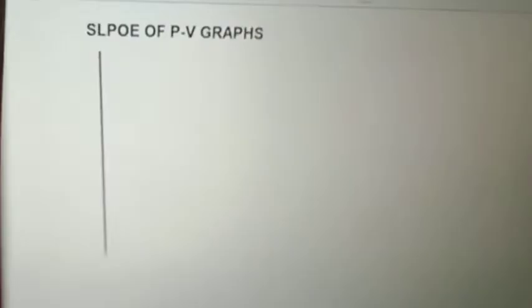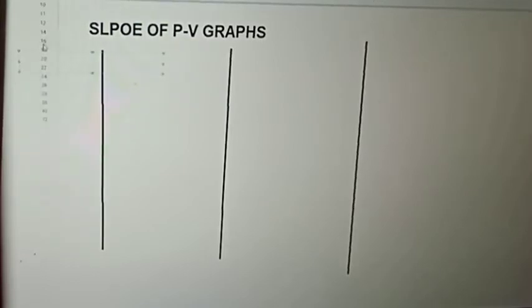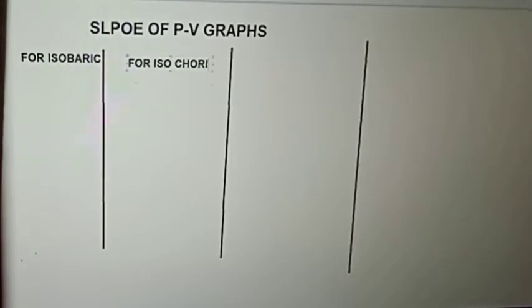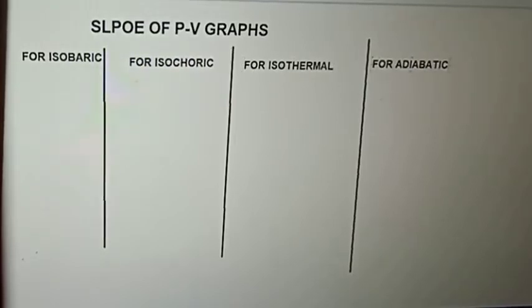Slope of PV graph. PV graphs are a very handy tool to represent any thermodynamical process. We have majorly these four processes: isobaric, isochoric, isothermal, and adiabatic. There are also some other processes, but today I am interested in these four only because they are the most common ones.